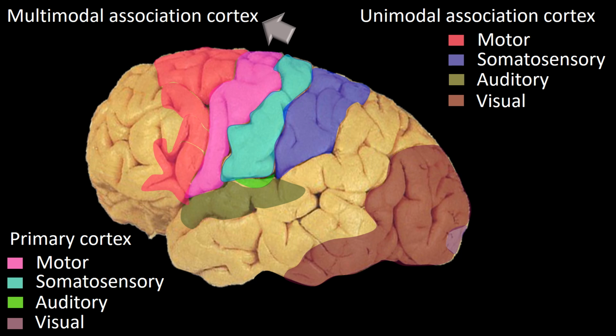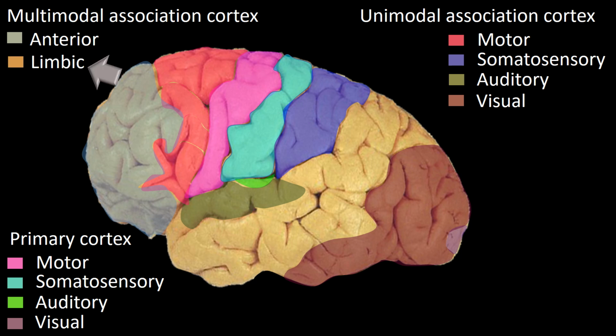I will now introduce the multimodal association cortices. There are three multimodal association cortices. All three are represented in the dorsolateral surface of the brain. The anterior multimodal association cortex occupies the anterior-most region of the dorsal surface of the frontal lobe, which I have now shadowed. The limbic multimodal association cortex occupies the anterior portion of the temporal lobe, the part of this lobe that is not occupied by the unimodal hearing association area.